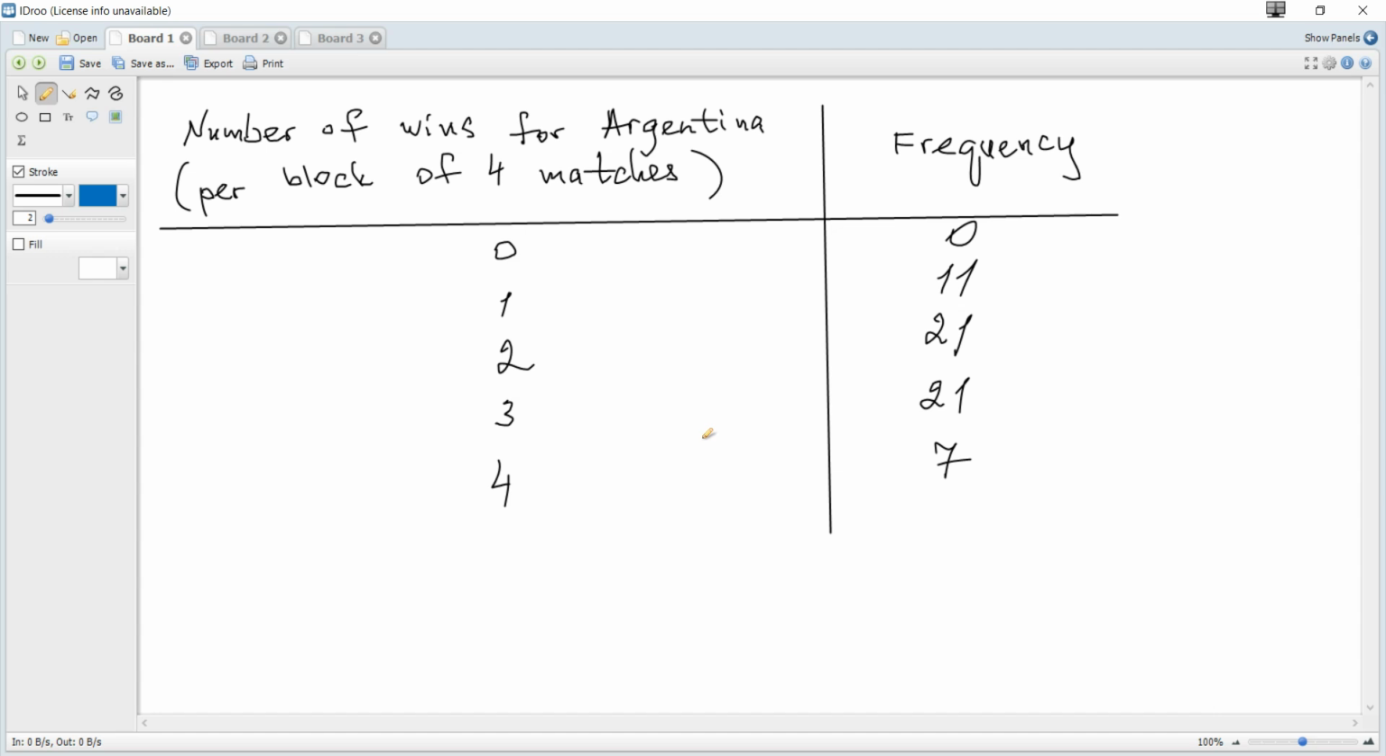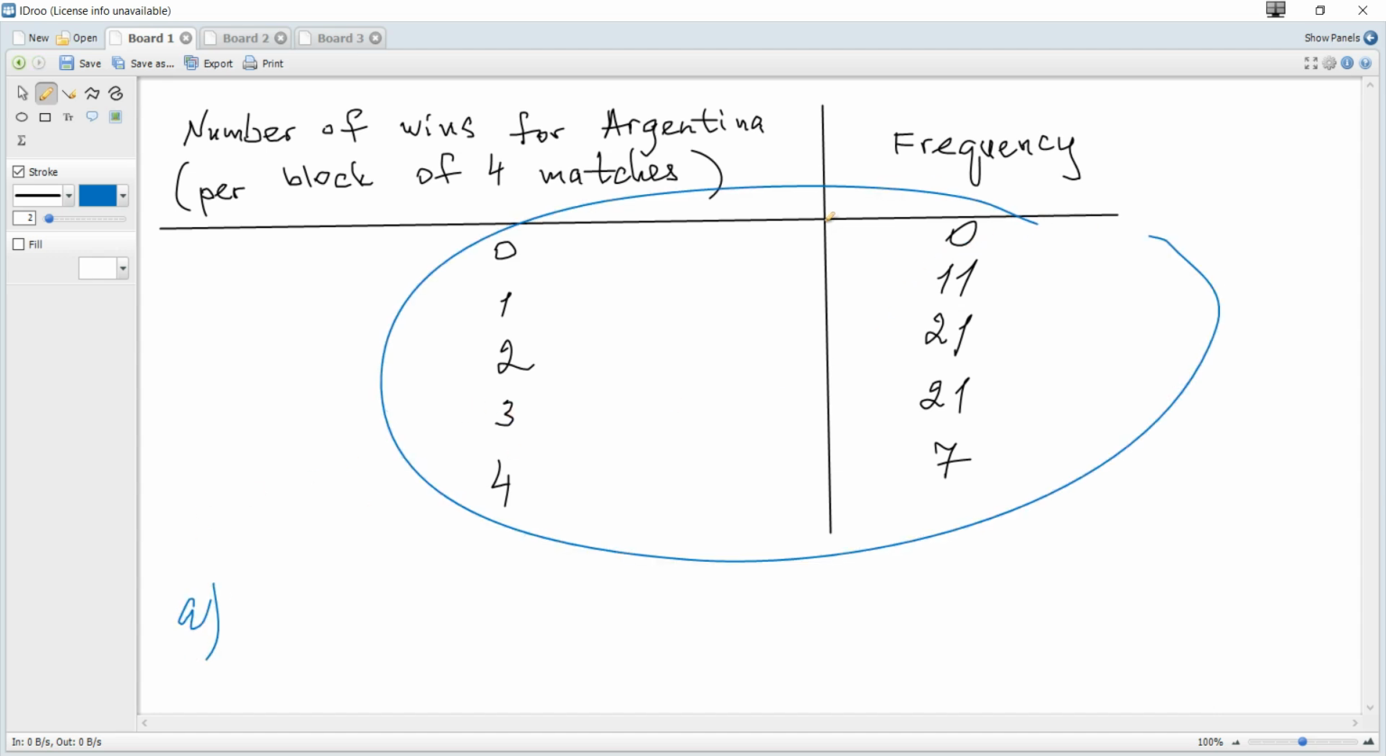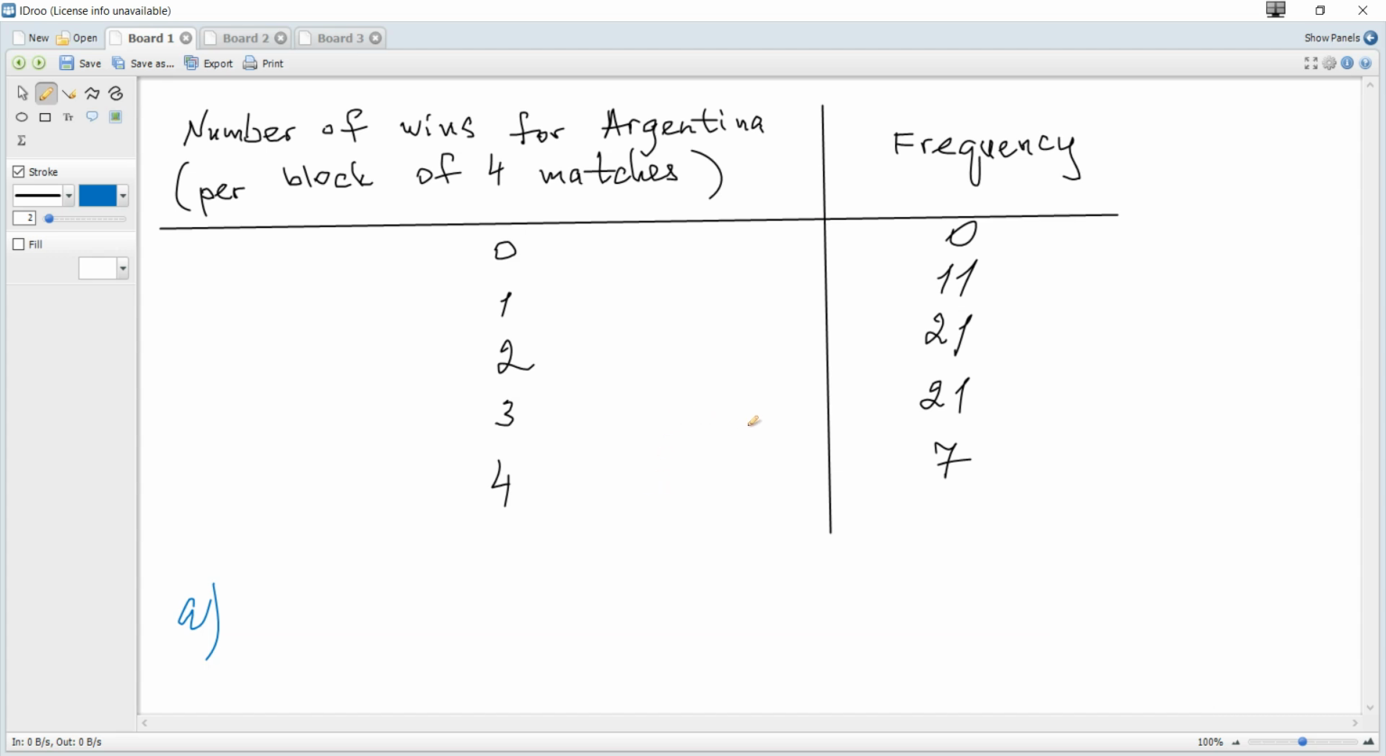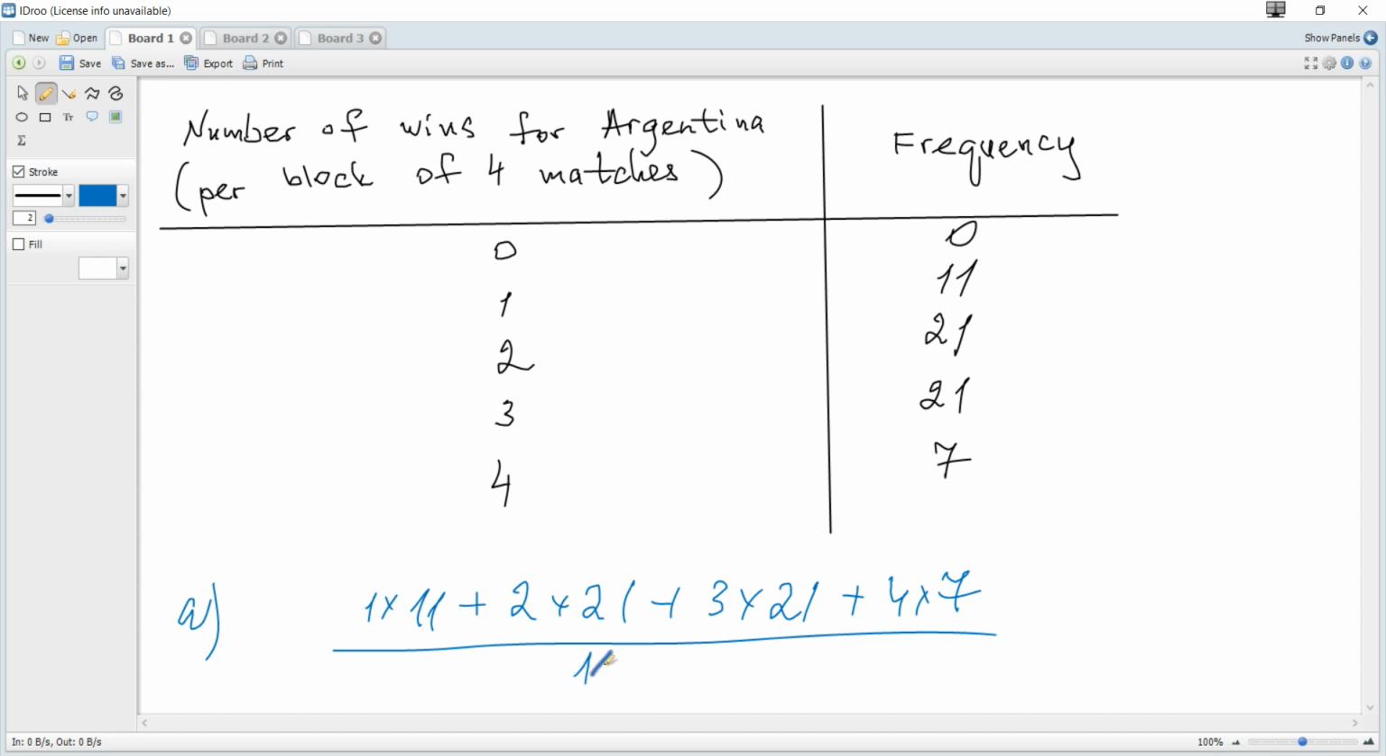Question A. Determine the mean number of wins per block of 4 matches for Argentina. 2 marks. When you find the mean of this data, it can be found as the total sum divided by the total number of items, or total frequency. So it can be found as 1 multiplied by 11 plus 2 multiplied by 21 plus 3 multiplied by 21 plus 4 times 7, divided by 11 plus 21 plus 21 plus 7.